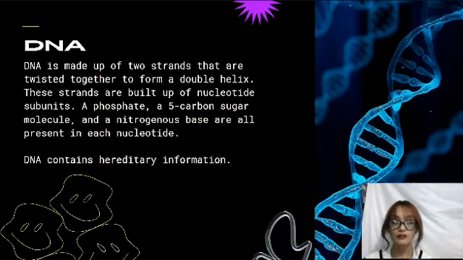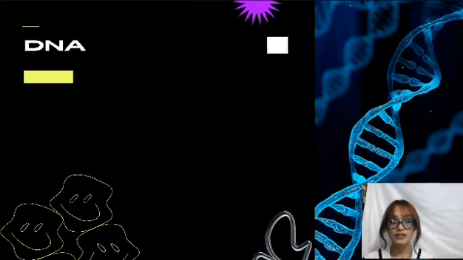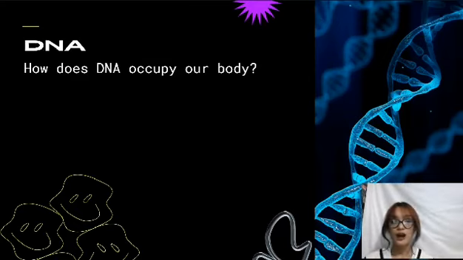So yung DNA, nagko-contain siya ng hereditary information that is passed on to you from your parents. So if you and your mom have the same color of eyes or your hair is the same as your dad's, it is because of the DNA that you inherited from your parents. Even diseases are passed on from generation to generation because of DNA. So how does DNA occupy our body? Our body is made up of billions and trillions of cells, and almost all cells have DNA in their nucleus.